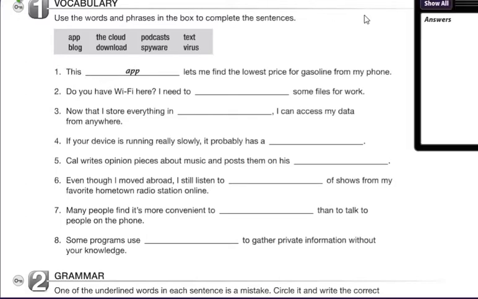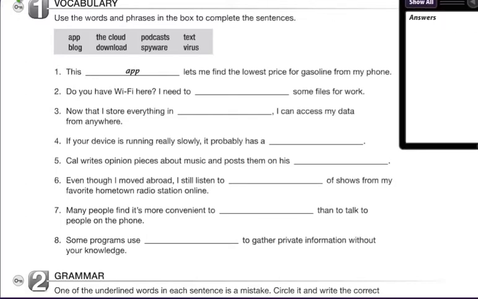Number one, we have: this app lets me find the lowest price for gasoline from my phone. Second, do you have Wi-Fi here? I need to download some files for work. Number three, now that I store everything in the cloud, I can access my data from anywhere. Number four, if your device is running really slowly, it probably has a virus.